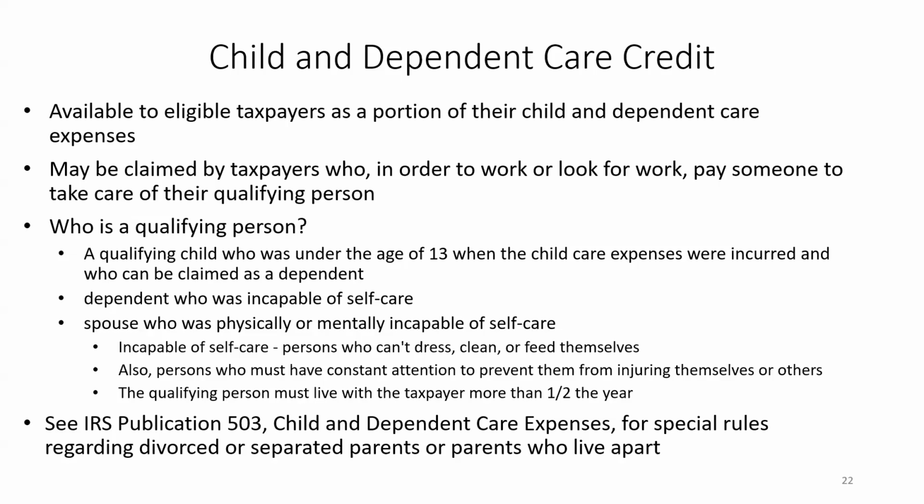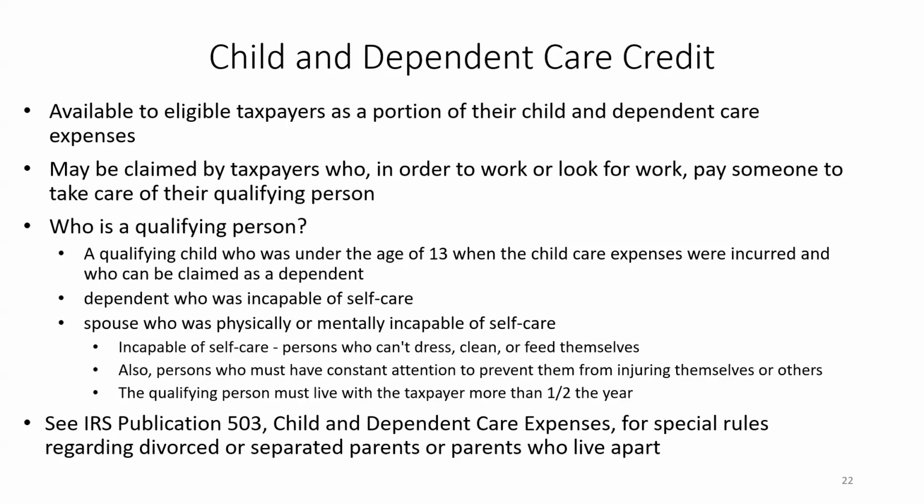Every once in a while, you'll bump into someone who's paying someone to watch their spouse. If that's the case, then the rule is that adult has to be unable to care for themselves. So if you leave that adult in the home to go to work, something bad's going to happen to that person, and that's why you have someone there who's caring for them. Incapable of self-care, as it says on the screen, means an individual who's unable to dress, clean, or feed themselves. So you'll see that from time to time.